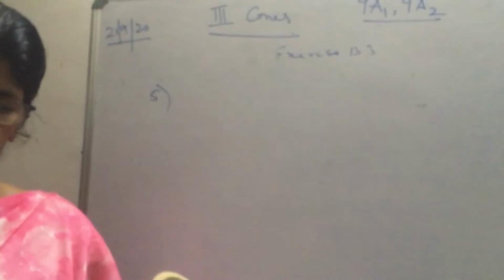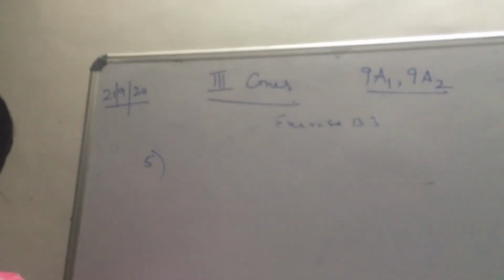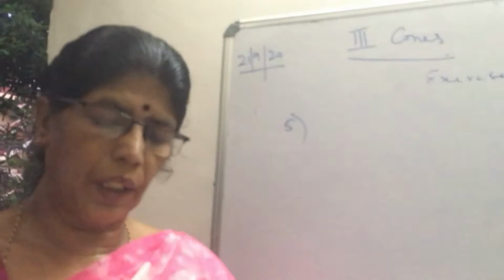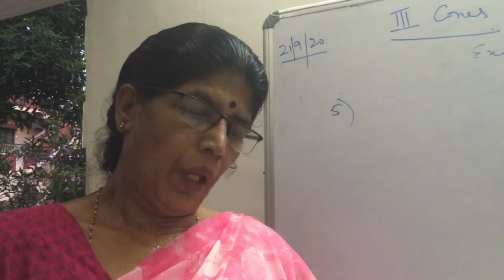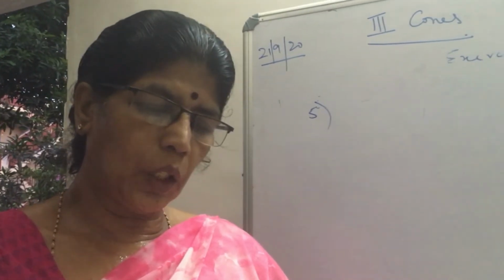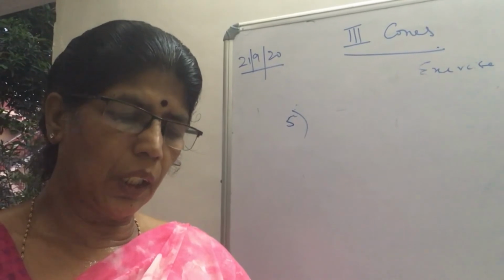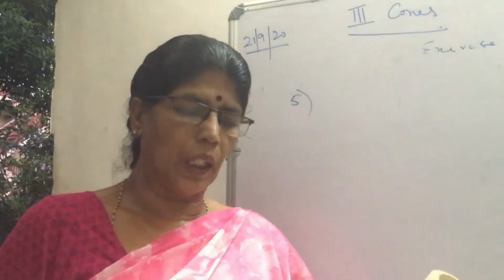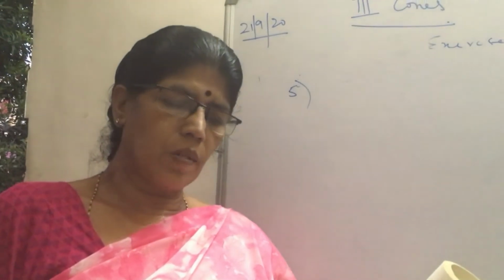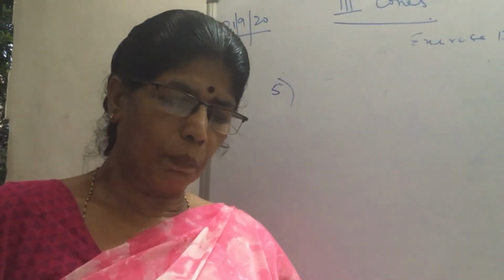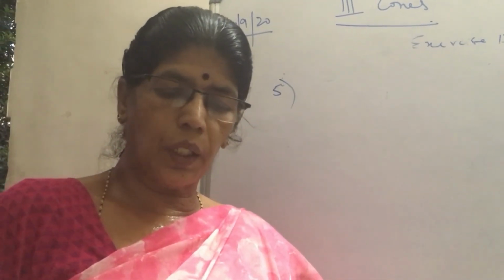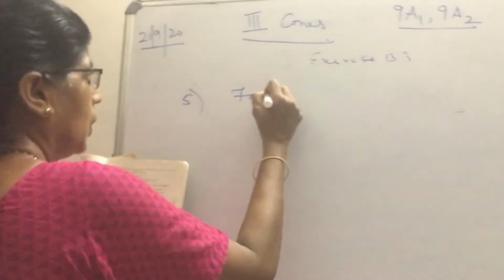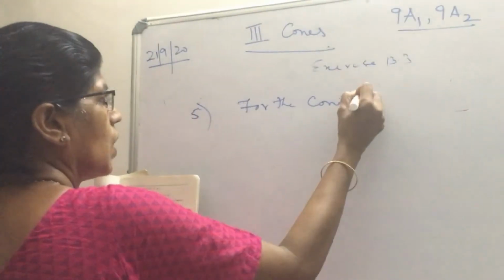What length of tarpaulin 3 meters wide is required to make a conical tent of height 8 meters and base radius 6 meters, assuming that the extra length of material required for stitching the margin is approximately 20 centimeters. They are asking you, children, what length of tarpaulin 3 meters wide, wide means thickness, is required to make a conical tent of height. For the conical tent, first see what measurements are you given, children.